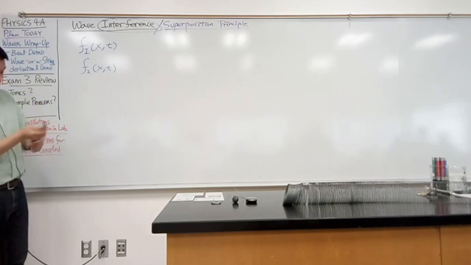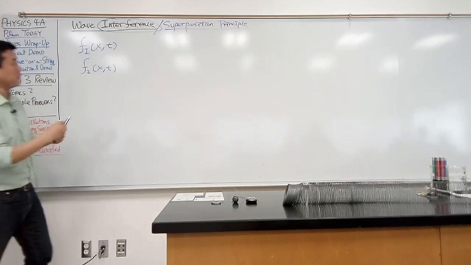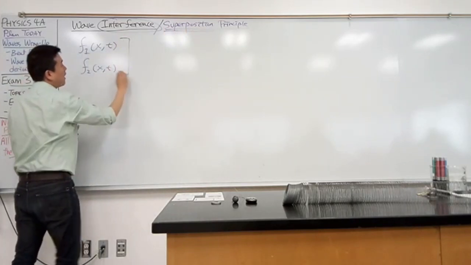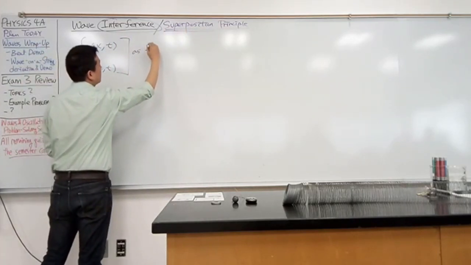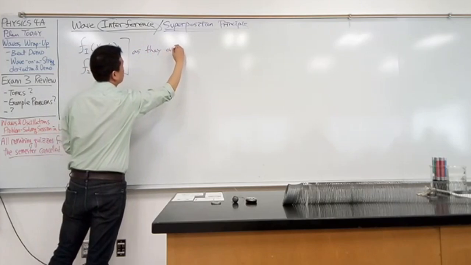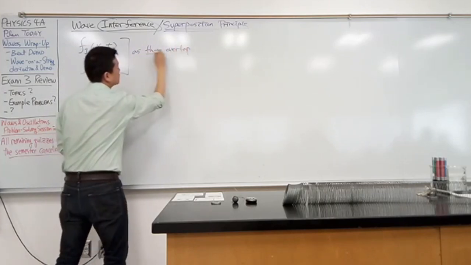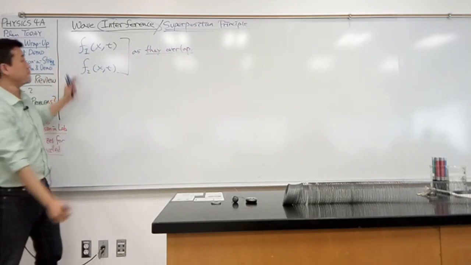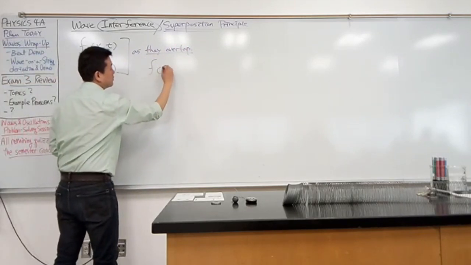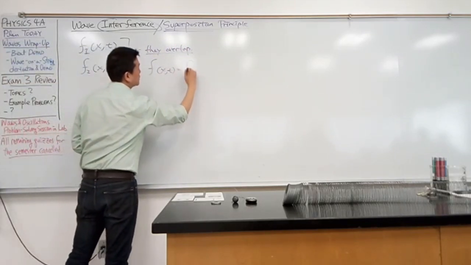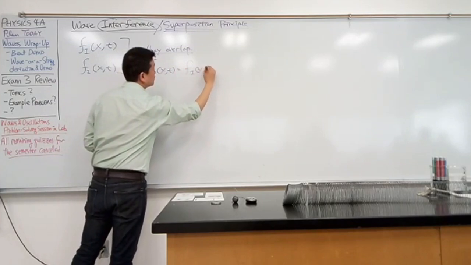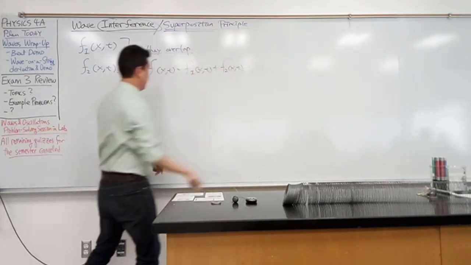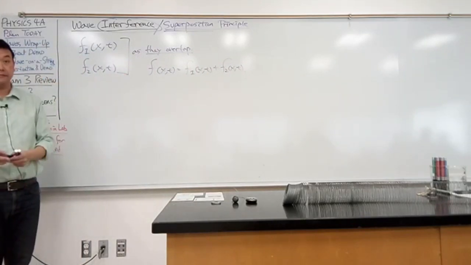And with the superposition principle, what we are saying is that as these two waves overlap, this is the combined, the net result of these two waves. The net result is simply a sum of these two. They add, they don't do anything else. They just add, and that's it.